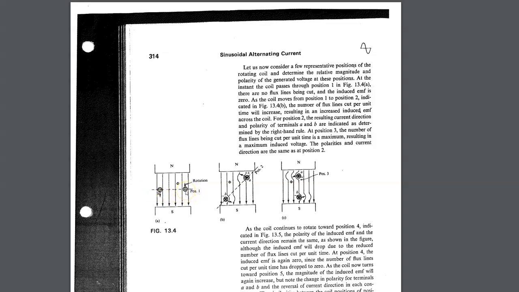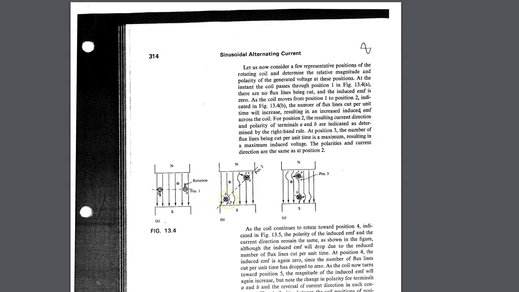Right at position 1, as this starts to rotate counterclockwise, we're not cutting any flux. As this rotates, conductor A is moving up, conductor B is moving down, but we're not cutting any flux. You don't cut flux if you move with the field. You only cut flux if you move across the field. If I'm not cutting any flux, there's no force on the charge. If there's no force on the charge, there's no separation of charge. If there's no separation of charge, there's no voltage. And if there's no voltage, there's no current. So at position 1, no voltage, no current.